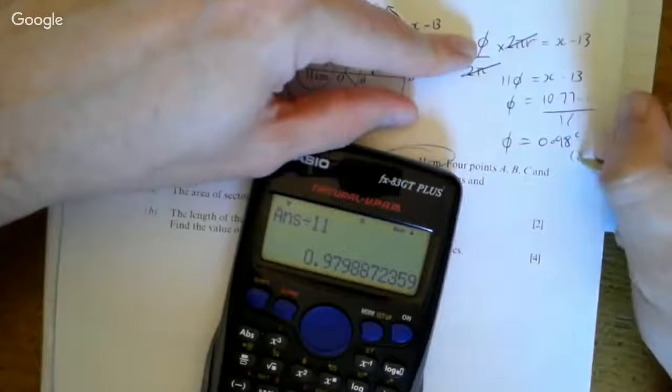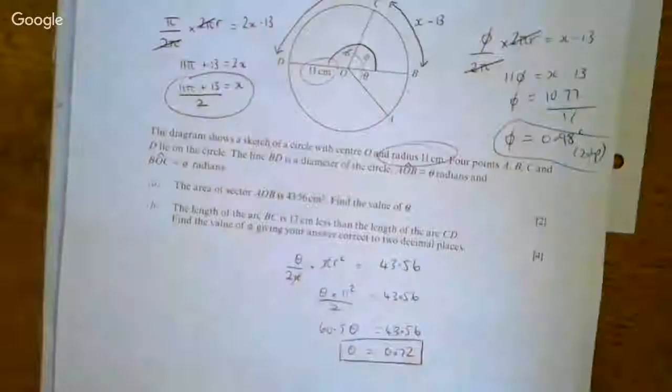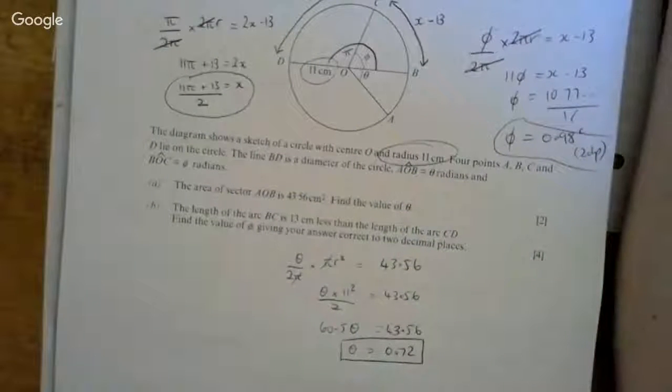We put a little c for radians. It doesn't matter if you don't write it there. You won't get penalised for it. Okay? And that is my answer. Okay? I hope that was useful. Good luck for the exam tomorrow.